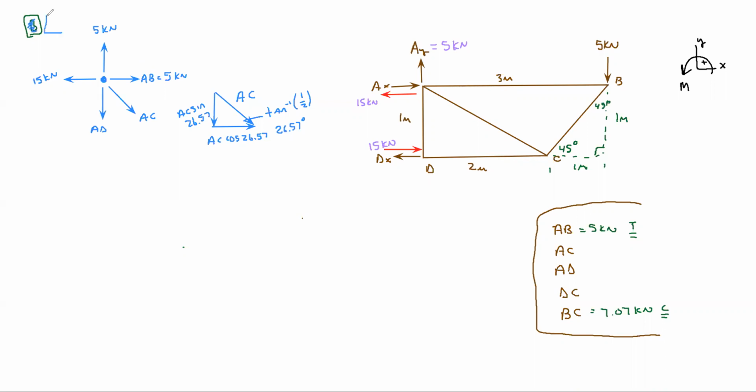I've got the free body diagram for point A, and I want to talk about it for a couple of minutes. At point A we have the two reactions, 15 kilonewtons and 5 kilonewtons. We just calculated the force internal to AB as 5 kilonewtons in tension, so I've drawn it in tension here, which leaves us our two unknowns, AD and AC.